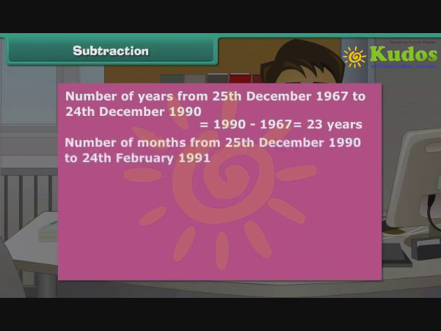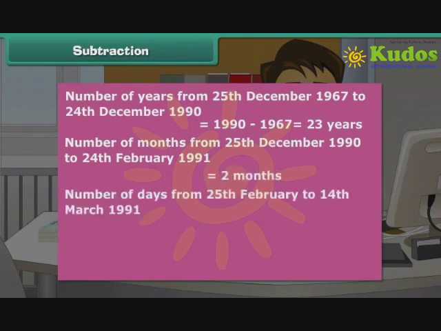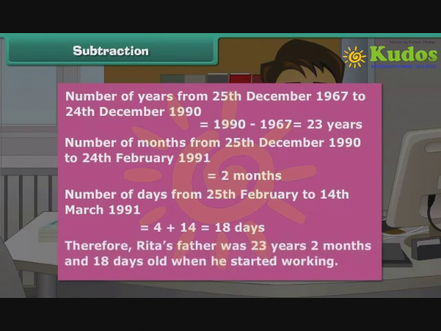Number of months from 25th December 1990 to 24th February 1991 is 2 months. Number of days from 25th February to 14th March 1991 is 4 plus 14, which is equal to 18 days. Therefore, Ria's father was 23 years, 2 months and 18 days old when he started working.